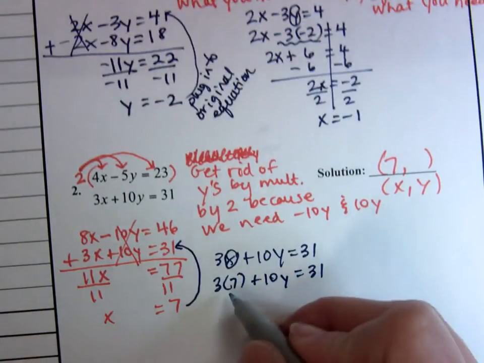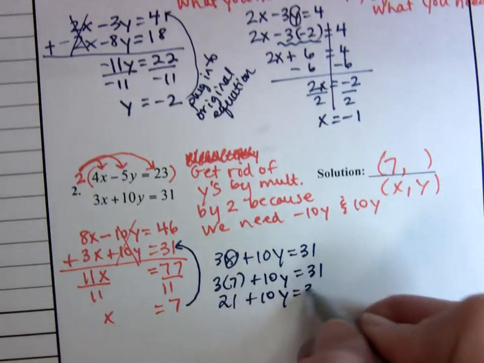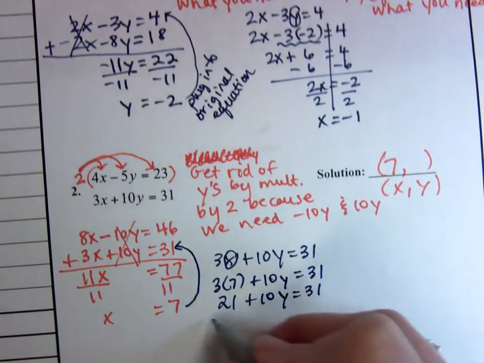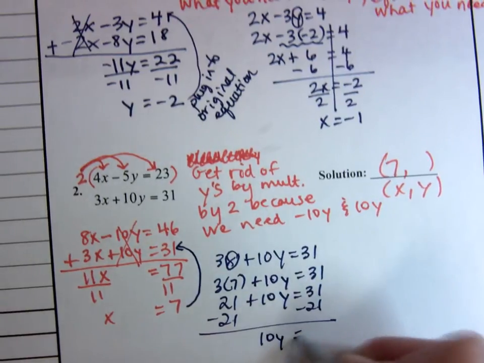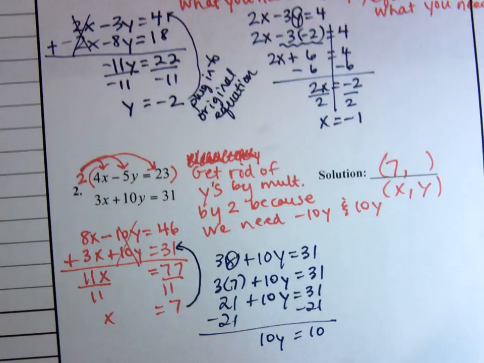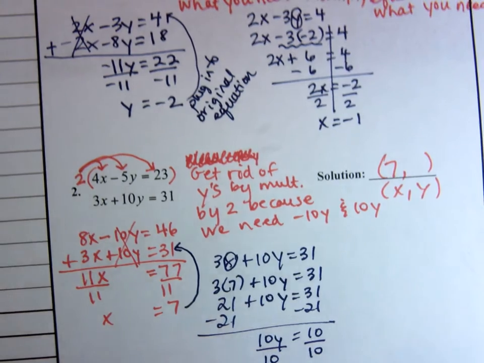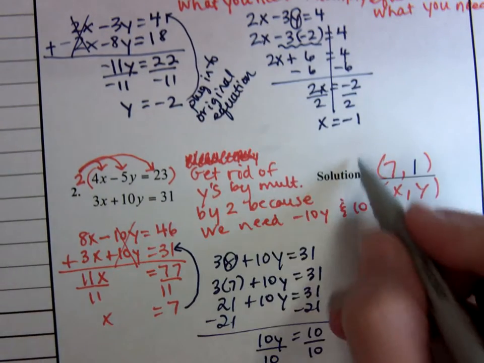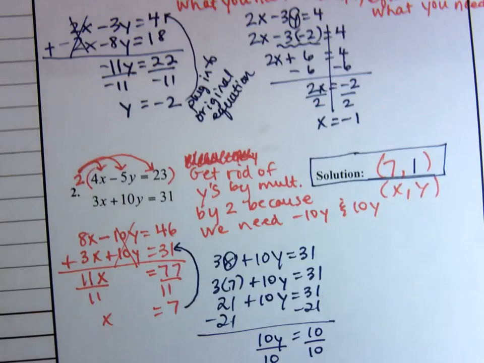3 times 7 is 21. We can subtract 21 on both sides. So 10y is equal to 10. Now we can divide by 10, and y is equal to 1. So here we put a 1 in for the y, and we are finished. The solution to this system is 7, 1.